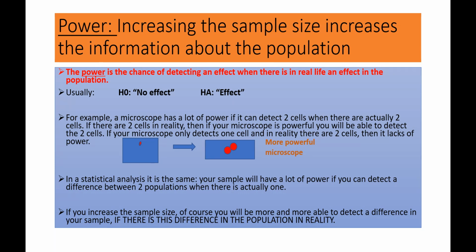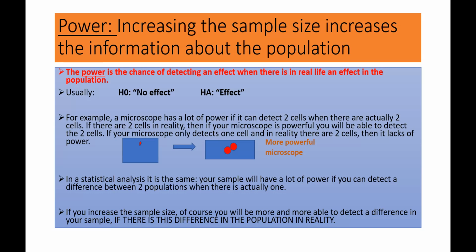There might be not two cells, okay? Just imagine that there are indeed two cells. What could your microscope see? If it can see these two cells, then that's fine, okay? But it doesn't mean that in real life there are two cells. Imagine there are two cells in the box. Will my microscope be powerful enough to see these two cells? That's the question, okay? If so, yes. If not, no, okay? And in a statistical analysis, it is the same.